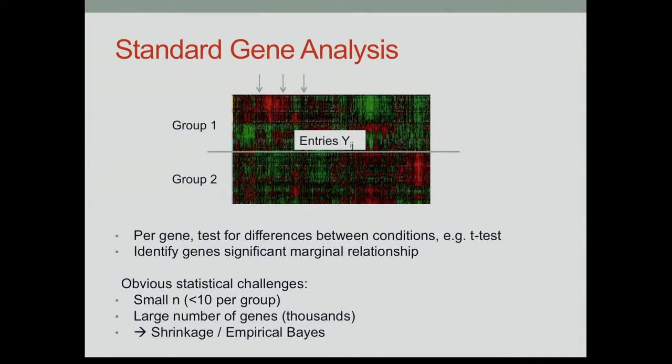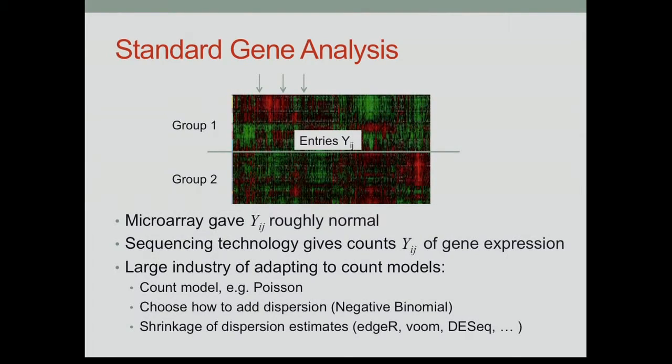So you have problems of false discovery corrections, and also instability in your estimates that mature methods try to account for by using various types of regularization, and in particular, empirical Bayes type strategies. And just continuing with the gene example, of course, when there was microarray data, you had roughly normal data.